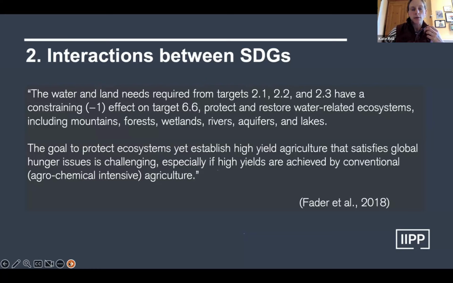So where we're thinking about, often around consumption, protecting land, protecting water, while also providing good work, providing access to resources, right? There are tensions between these. This example is talking about water and land use targets and how they interact with things like hunger and the need to intensify agriculture in certain areas.